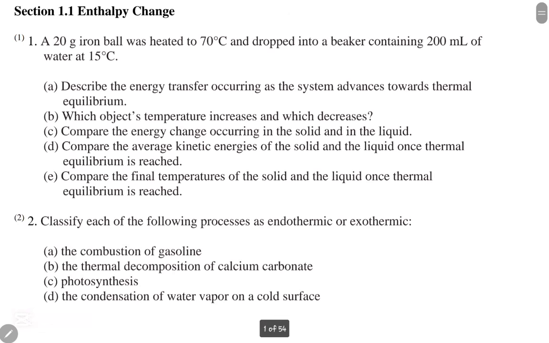Which object's temperature increases and which one decreases? For sure, the temperature that was initially highest will decrease and the one that was lowest will increase. So the water temperature will increase. So I'm going to write temperature of water increases, whereas temperature of ball decreases. Okay, this is something we need to know. We move on to part C.